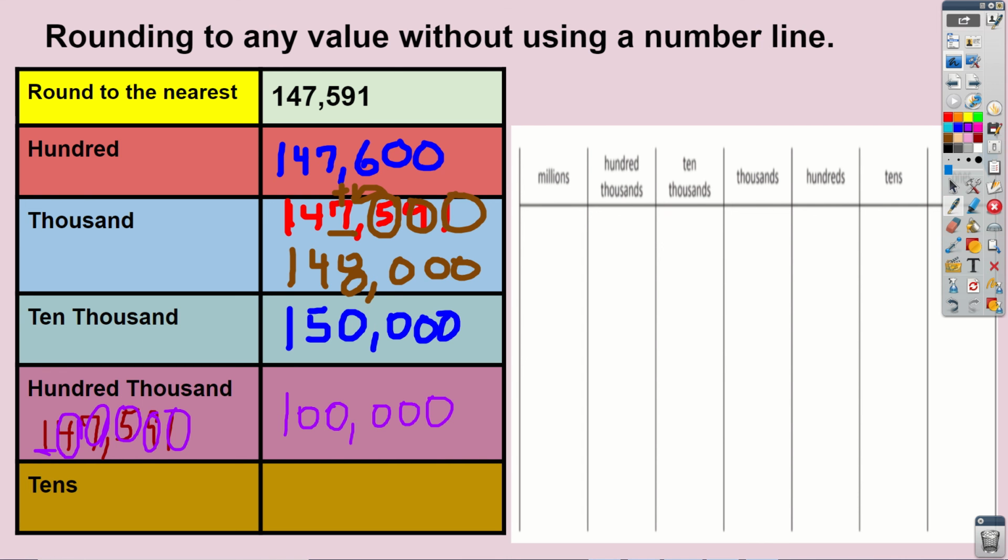Lastly, we're going to work with the same number, but we're going to work with the digit in the tens place. So I'm going to rewrite the number as our strategy. And I am going to underline the digit in the tens place and circle the digit next door, which is 1. 1 rounds down. So if we rewrite this number, all of the digits stay the same. The only digits that would change are the digits in the tens spot and the ones, making this number 147,590.